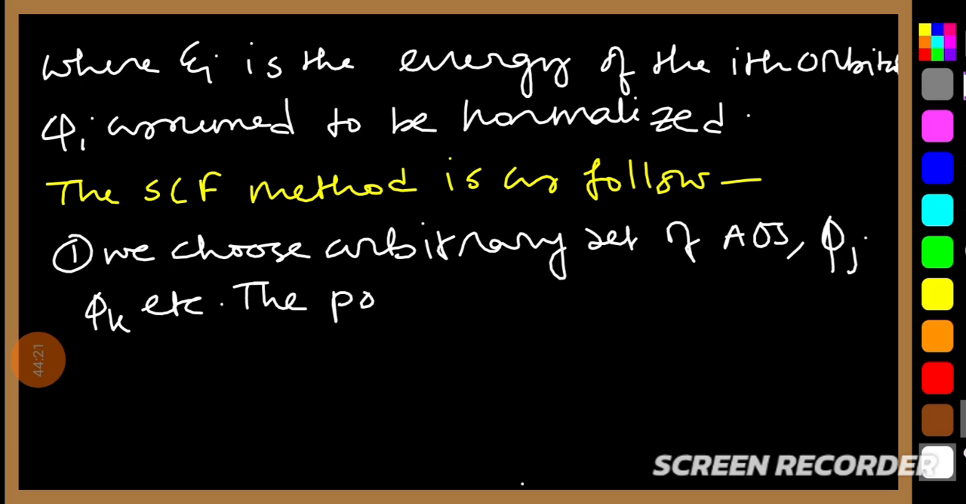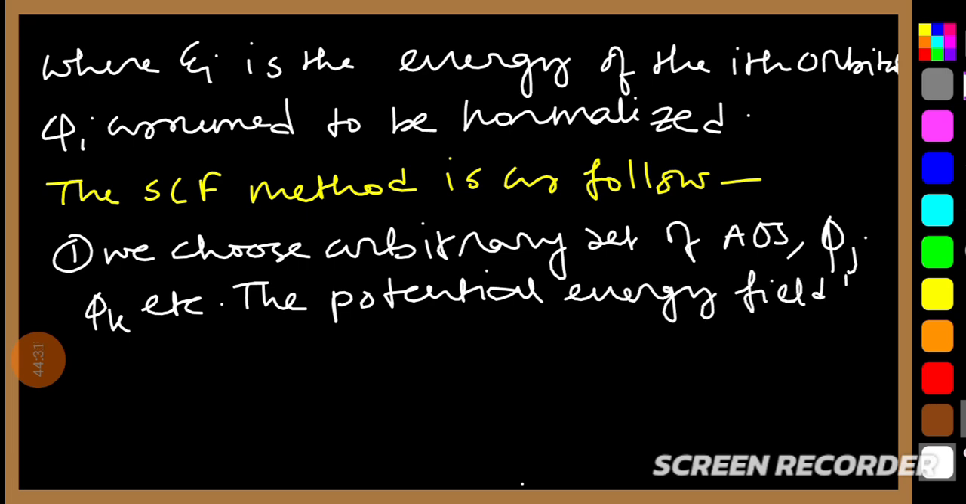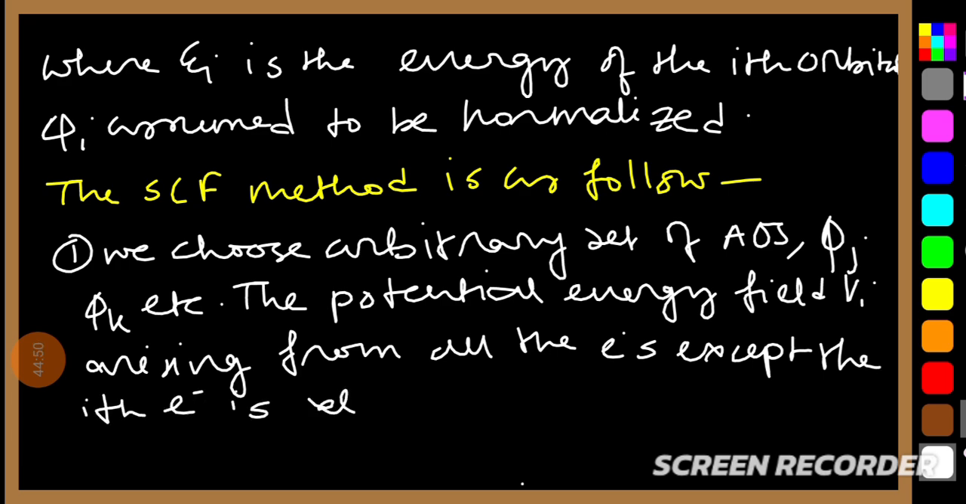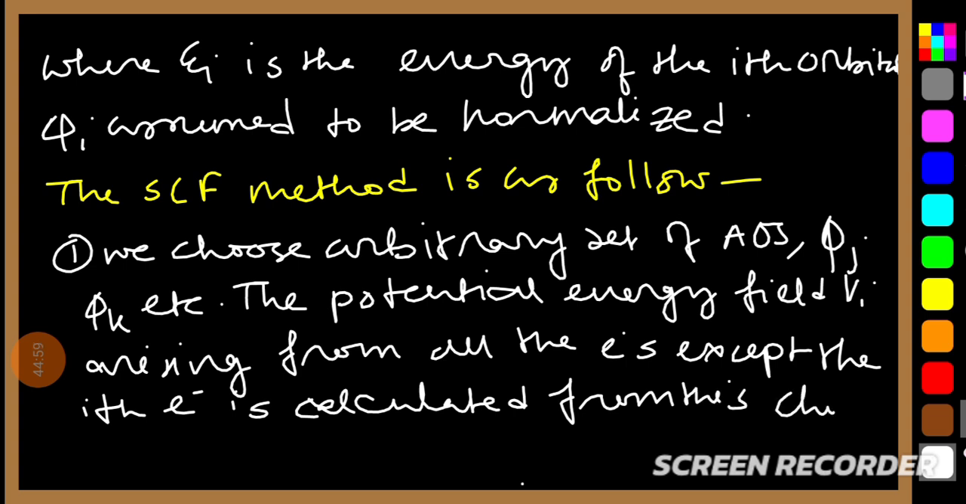The potential energy field, that means Vi, arising from all the electrons except the ith electron, is calculated from this chosen set of functions.